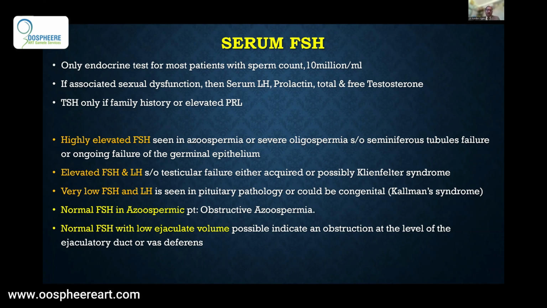Now, normal FSH with low ejaculate volume. So you have a good count, but very low ejaculate. Sometimes patients do come with a volume of only 0.5 ml or 1 ml, but their FSH is normal. So this is a possible indication of obstruction at the level of the ejaculatory duct or vas deferens, where you will see low ejaculate volume because of the large content of seminal plasma, or the semen, coming from the seminal vesicles.